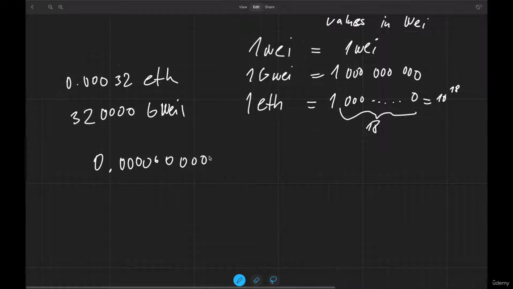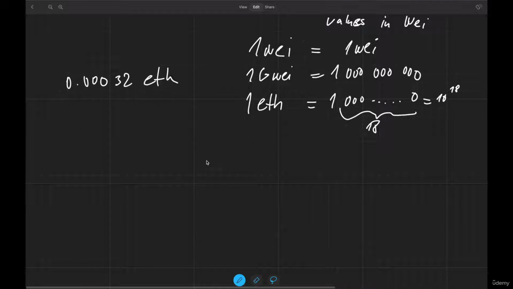All right, so that's what I want to mention. So this is the denomination. Everything is stated in the Ether value, but they have different denominations. Also, the price for gas is usually stated in gwei. When you see the price for gas, it is usually stated in gwei.